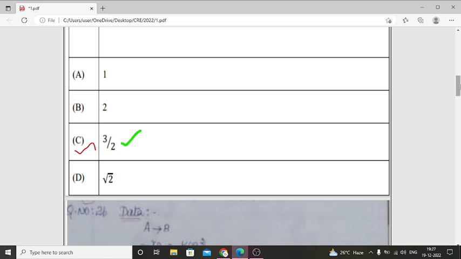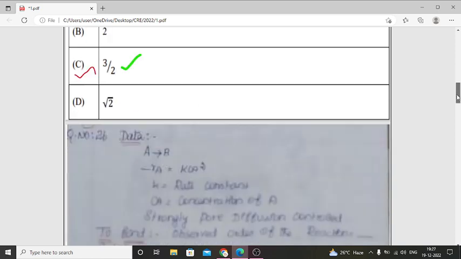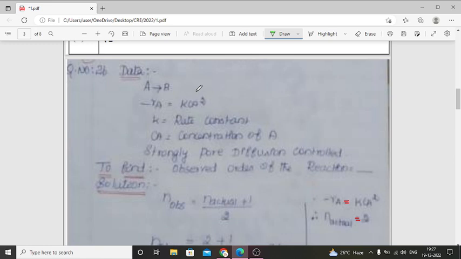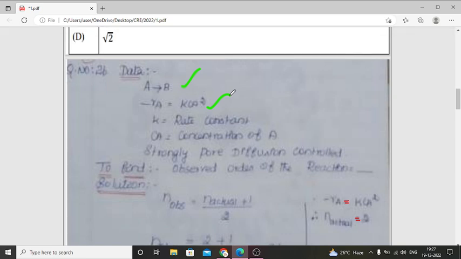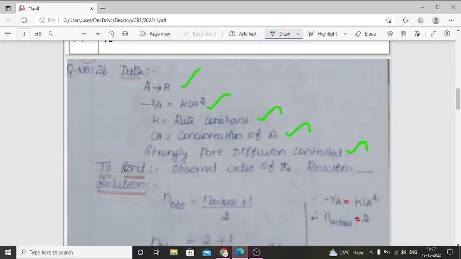I am going to explain how. Given A gives B, the rate of reaction minus rA equals k Ca squared, where k is the rate constant and Ca is the concentration of A. The reaction is strongly pore diffusion controlled. The objective is to determine the observed order of the reaction.